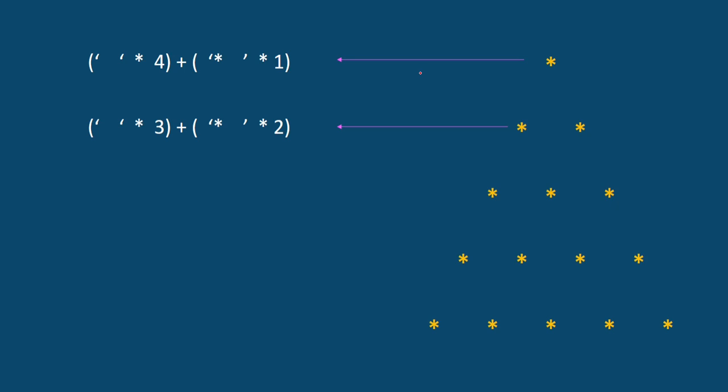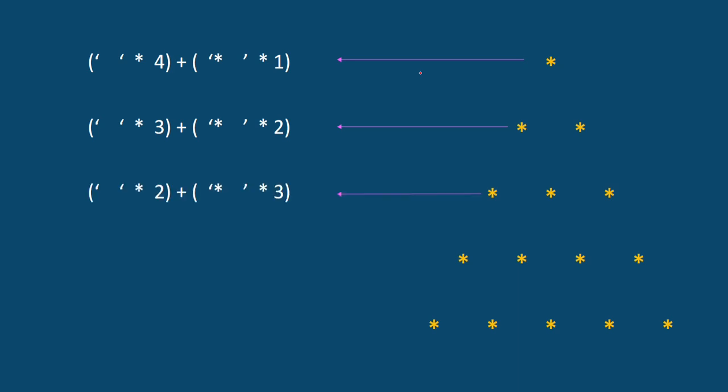In this video tutorial, we will see how to print triangle pattern. Here, the first line begins with 4 space characters appended with single star space character. Second line begins with 3 space characters appended with 2 star space character.